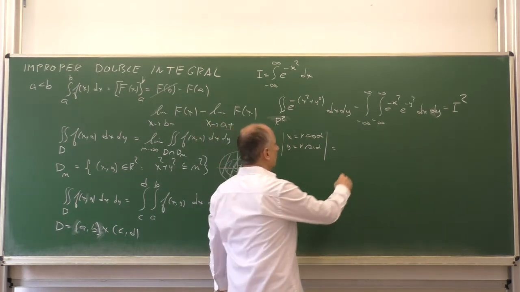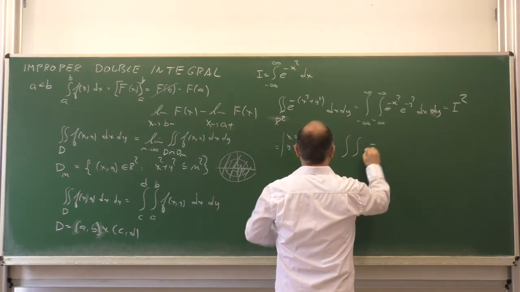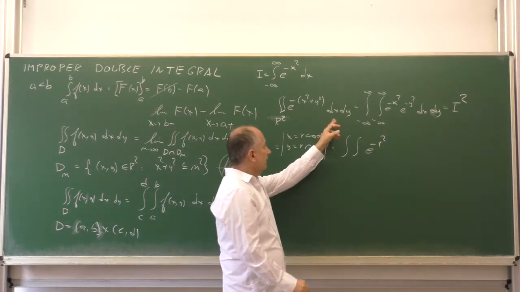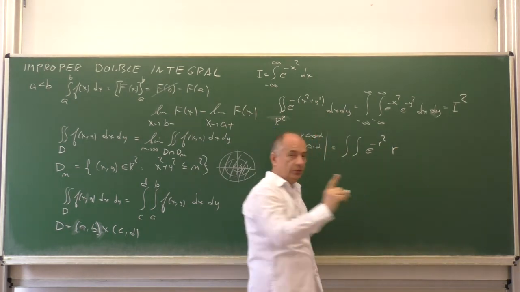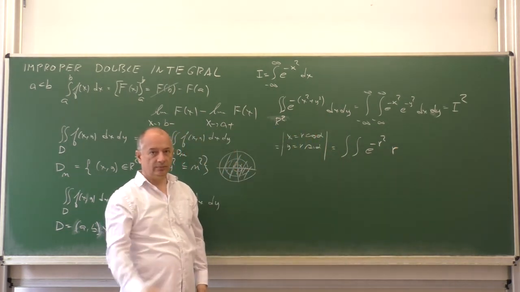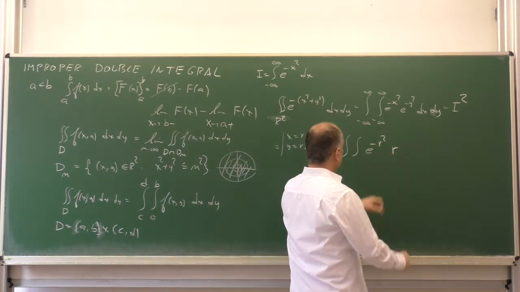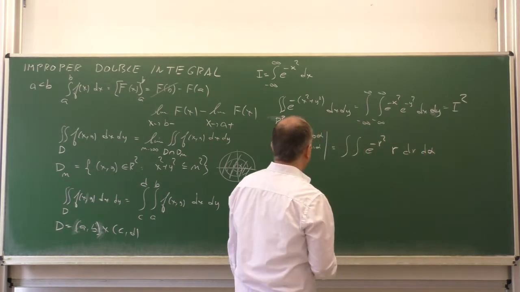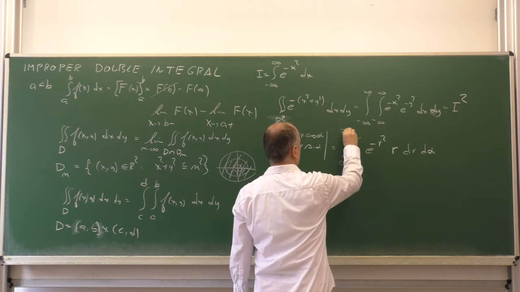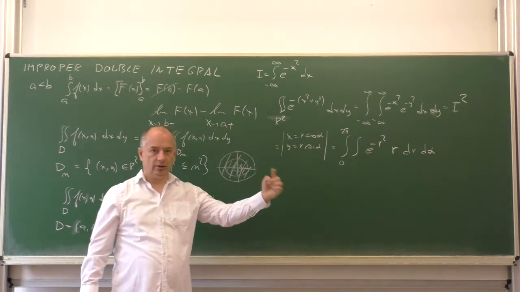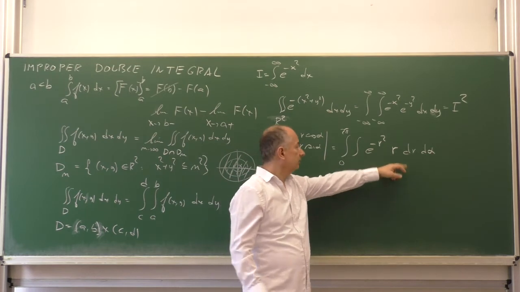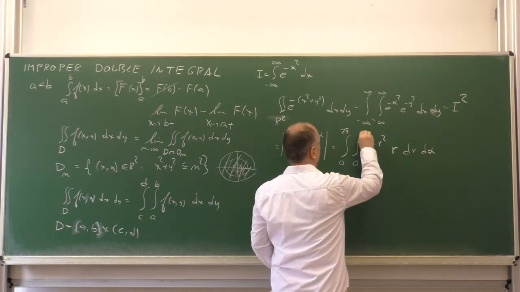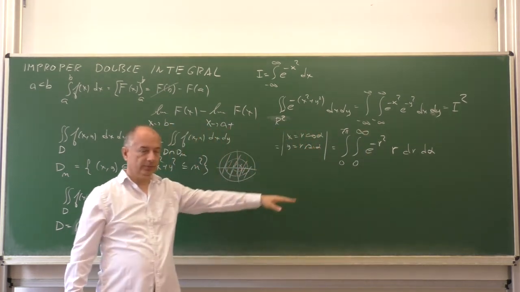then we have e to the minus x squared plus y squared, which is r squared. And instead of dx dy, don't forget to multiply by r. And we have dr d alpha, well, alpha runs from 0 to 2 pi, that means one whole turn, and r now goes from 0, that's at the origin, to infinity, to cover all the plane.